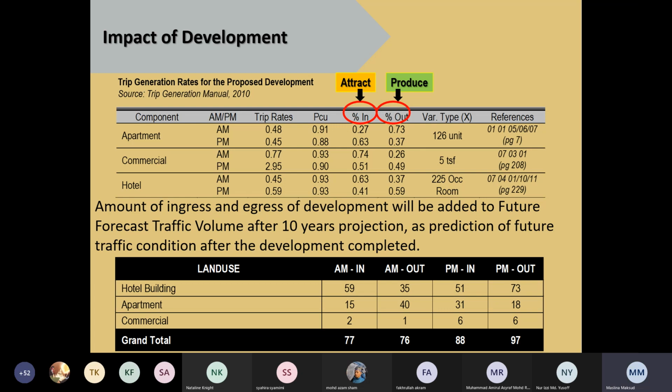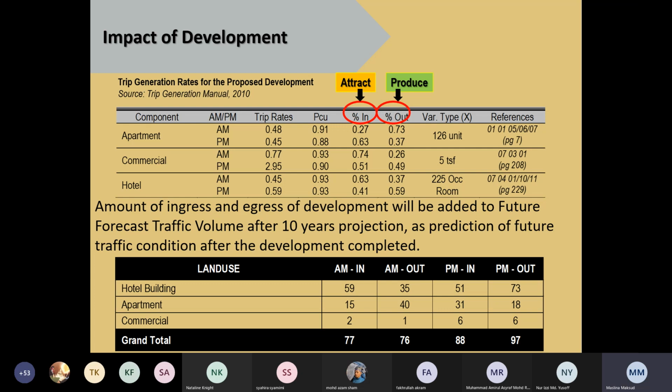And the trip rates. To get the volume of our proposed development, we need to multiply our trip rates, then multiply with the PCU, and then with the percentage in and the percentage out, as well as its variance for each type of development. And then we will get the traffic attracted by this development and the traffic produced by the development. And this is how we calculate our development traffic.